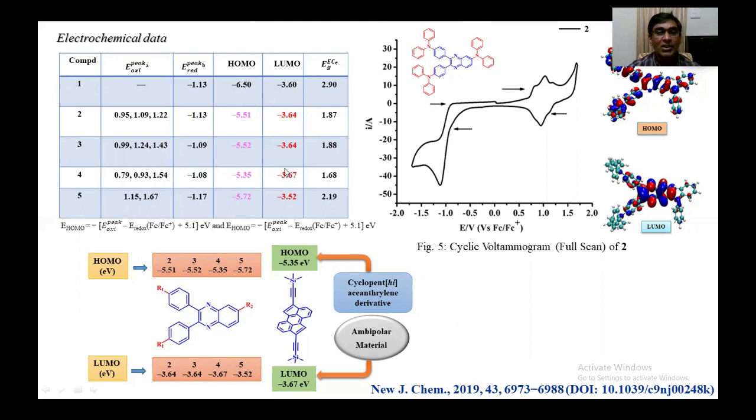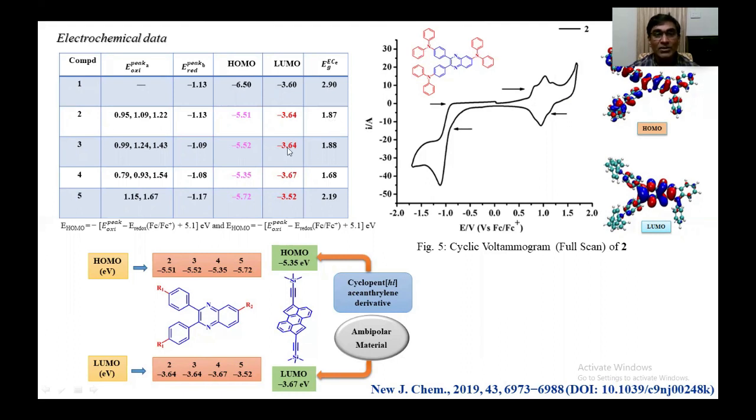So if you see, in the case of this acceptor, it has a band gap of 2.9, and when we add the donor to this acceptor moiety in this DA kind of architecture, the band gap gets reduced to 1.87. In the second molecule it is 1.88, in the third 1.68 in the fourth, and in the fifth 2.19.